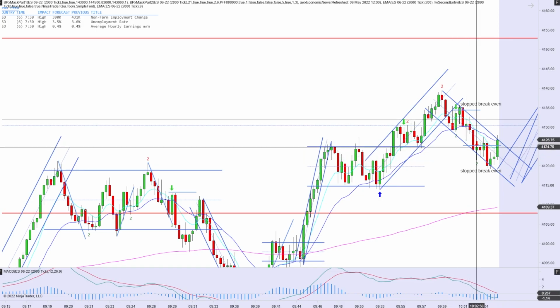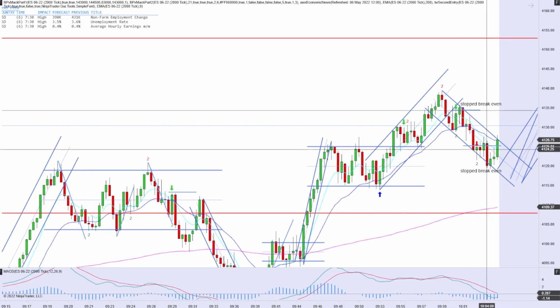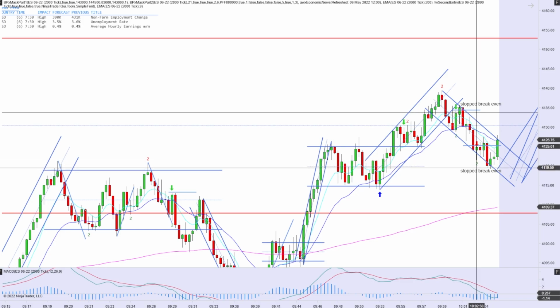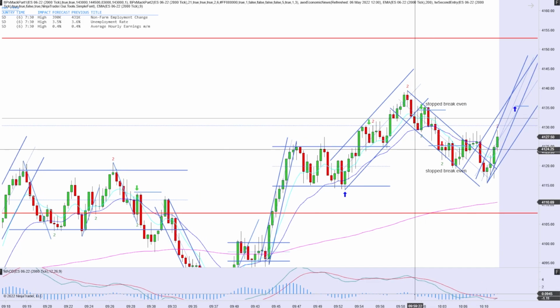But yeah, I was stopped out at break even because of my stop loss strategy, but prices came down and made the 2 points. So that would have been a winner for me. But it's all good. I'm just continuing to refine the strategy and learn what works for me.